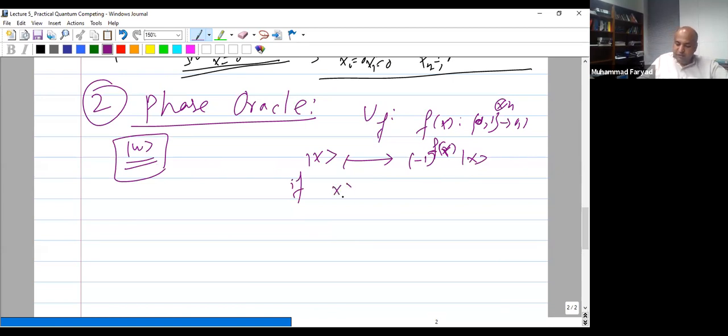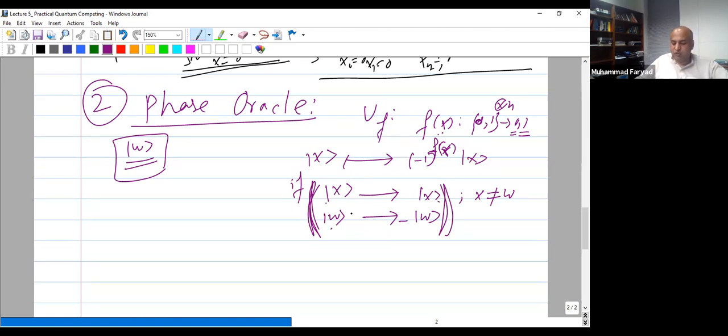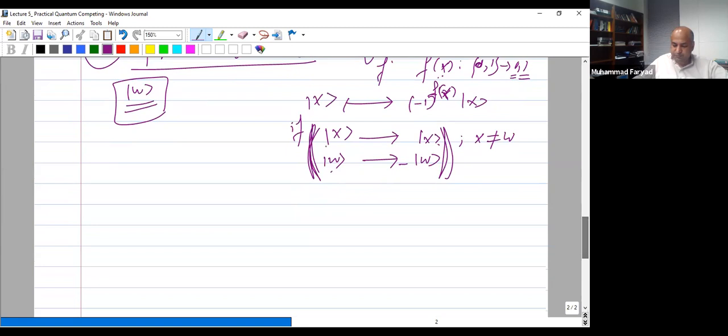So it means that X is then transformed to X if X is not equal to W, and W, which is the solution, is transformed to minus W, because f of X is 1 when X is your solution, and f of X is 0 when X is not your solution. This is how we have prepared this mapping, which really means that this phase oracle UF implements this functionality, that X goes to X if it is not the solution, and it goes to minus of itself if it is a solution. And just to distinguish X and W, I have used W for solution and X for non-solution.